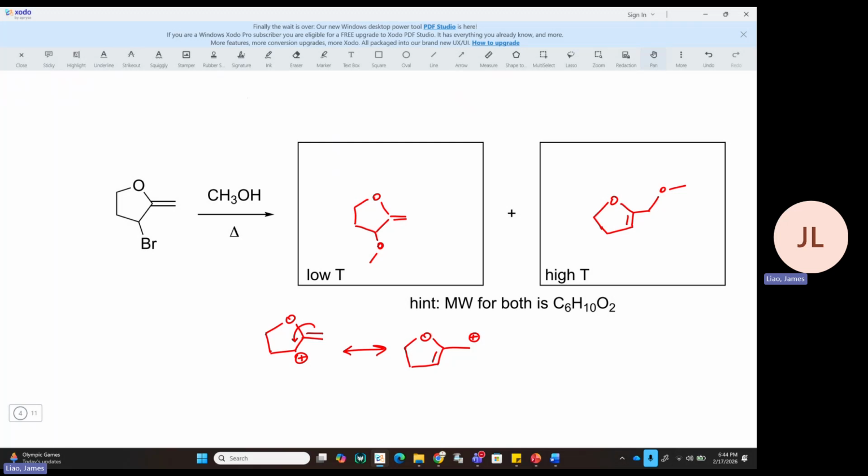That's thermo. So that's why in high temperatures, we focus on the thermal product, which is the alkene being the most stable, which is a trisubstituted alkene, versus low temperature, which is the fastest way to make the carbocation, which is the charge over here, which is the kinetic product.